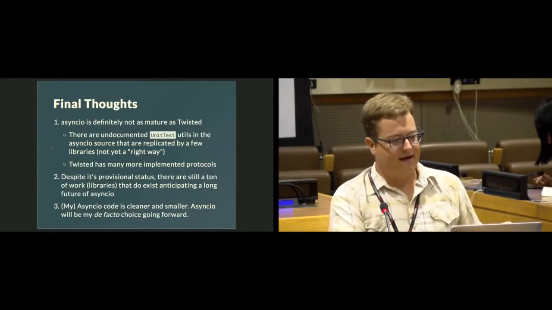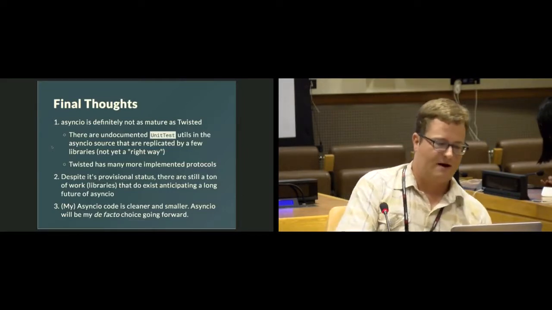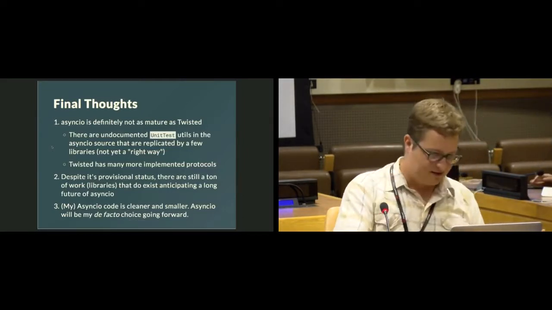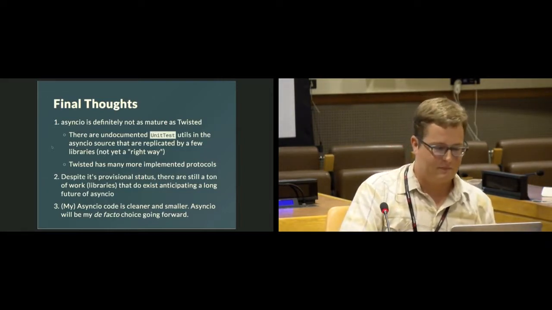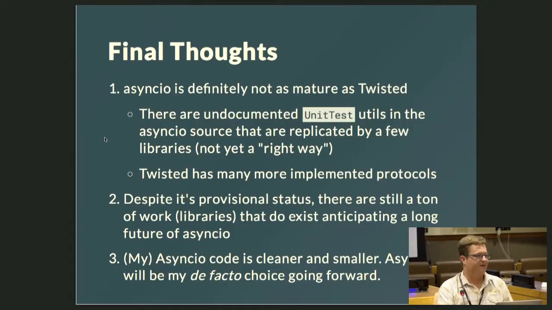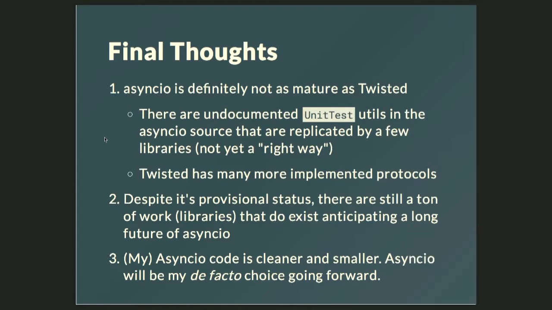So that's cool. Some final thoughts. Async IO is definitely not as mature as Twisted. There are undocumented unit test utils in the async IO source that I discovered today, that are replicated by a few libraries. So there's not a right way to do testing with async IO. And Twisted has many more implemented protocols. There are lots of libraries that implement, say, SMTP or HTTP differently for async IO, and it's sort of hard to find the most mature one or the best one so far.